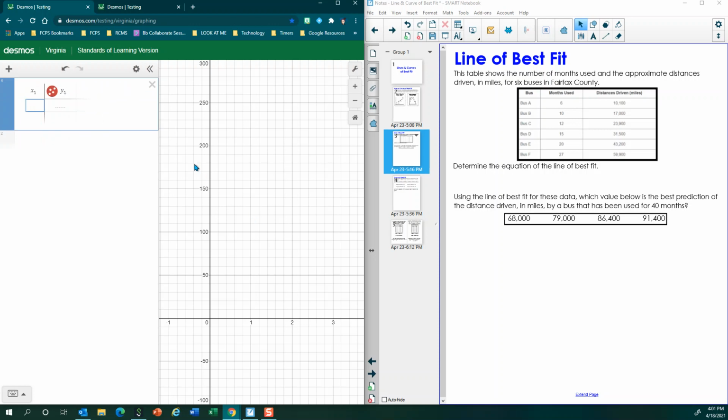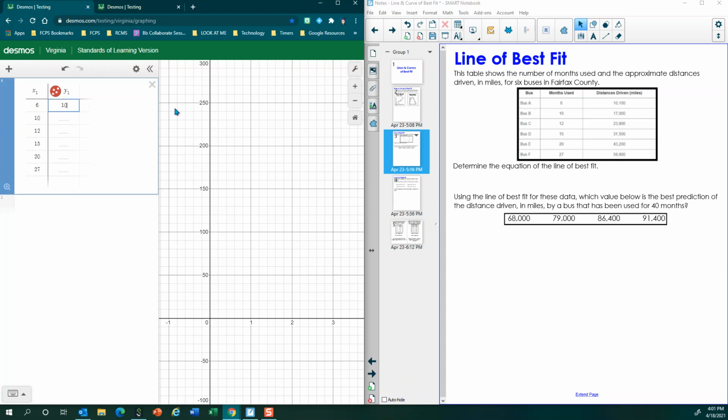In the X1 column, this is where we're going to enter our independent variable. And in the Y1 column, this is where we're going to put the dependent variable. So the distance driven depends on the number of months used. So months is going to go in the X column, and distances is going to go in the Y column. So my X column, I have 6, 10, 12, 15, 20, and 27.